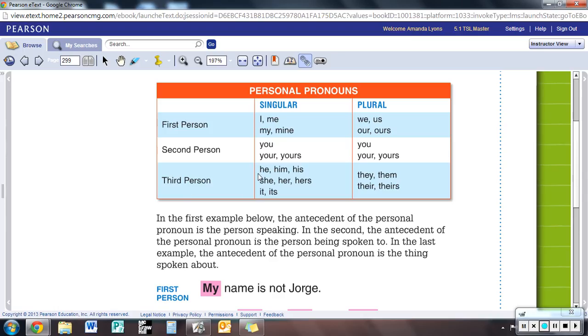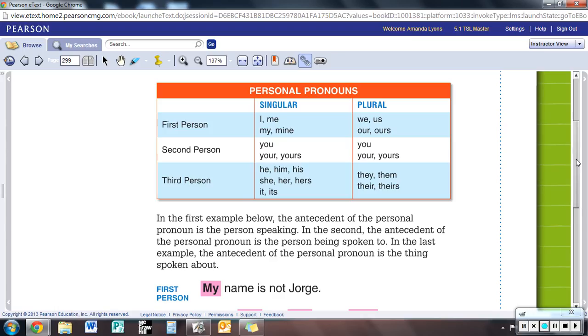So you can see third person singular pronouns: he, him, his, she, her, or hers, and then it and its. When we're talking about possession, that's something we're working on, right? ITS versus IT apostrophe S. IT with the apostrophe S is it is. Here, plural, it would be they or them, their or theirs. So we need to know what the antecedents of these personal pronouns are.